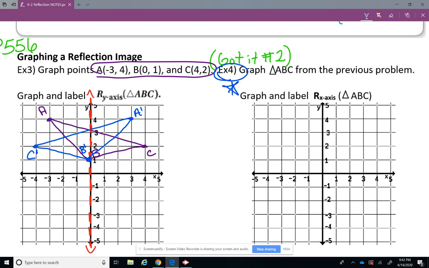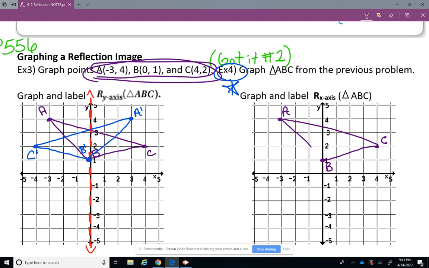All right, we need to graph and label. We're going to go graph the same purple triangle that we did at the beginning. Okay, same triangle. Go graph this again. A is -3, 4. Label it. B is 0, 1. Label it. C is 4, 2. Label it. Connect them.